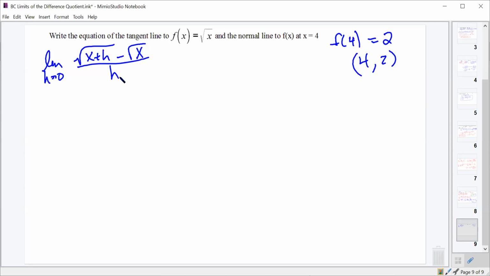Any ideas on how we're going to simplify that down? Oh, there we go. Somebody's saying something. Yeah, multiplying by the conjugate. So we're going to multiply this by square root of x plus h plus square root of x on both the top and the bottom.